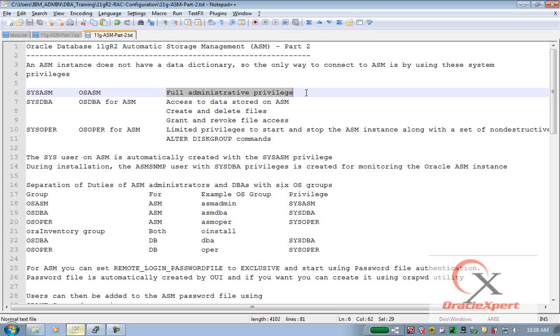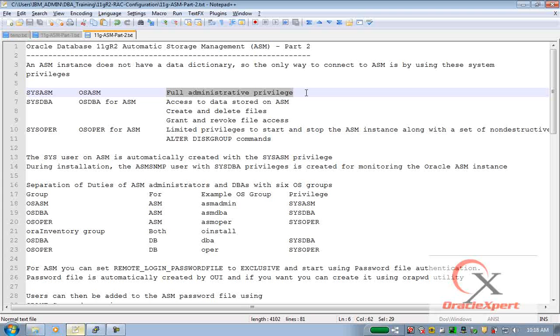The SYS user on ASM is automatically created with the SYSASM privilege. So when you install the grid infrastructure, there is indeed a user called SYS in case of ASM, and that user is automatically granted the SYSASM privilege. During the installation, another user is also created called ASMSNMP, and this user is created with SYSDBA privileges and is normally used for monitoring the Oracle ASM instance. So there are two pre-created user accounts, as I said, SYS and ASMSNMP.